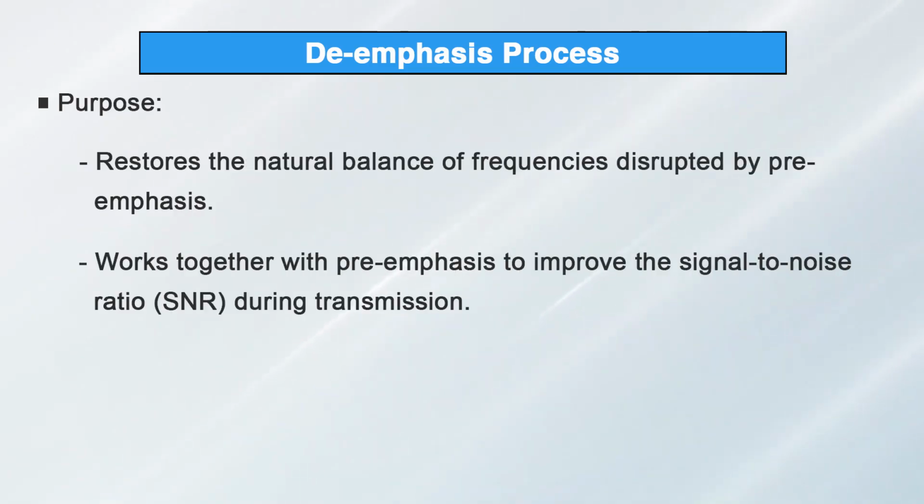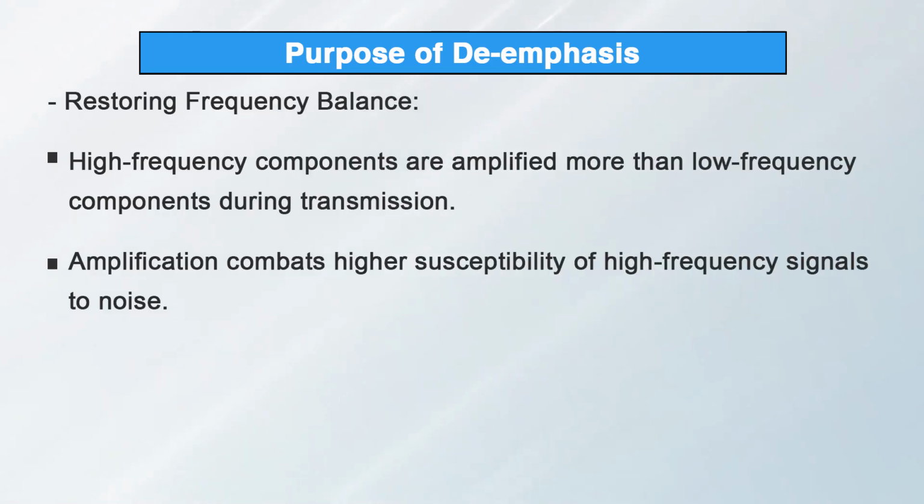The primary purpose of de-emphasis is to restore the natural balance of frequencies in the audio signal that was disrupted by the pre-emphasis process during transmission. High frequency components of the audio signal are amplified more than the low frequency components. This amplification is done to combat the high susceptibility of higher frequency signals to noise, thereby improving the overall signal to noise ratio of the transmitted signal.